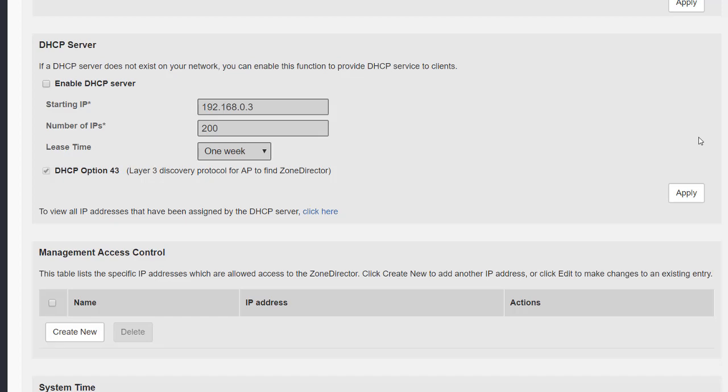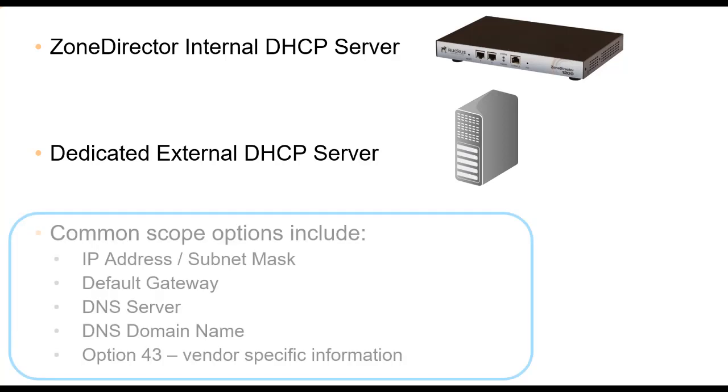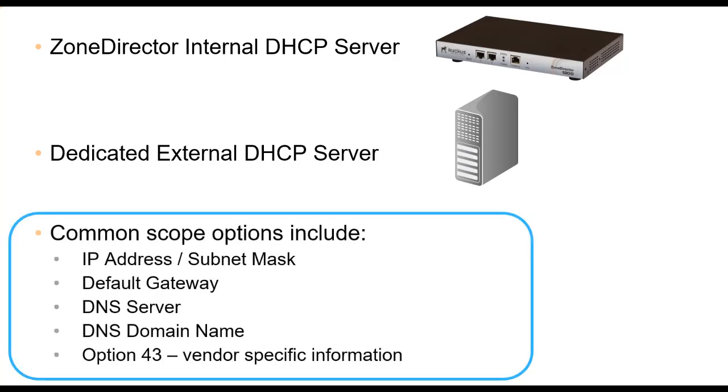So let's look at what we should use. A much better option is to use a dedicated external DHCP server. Dedicated DHCP servers have multiple options that we're going to find useful. The common scope options include the IP address and the subnet mask. This is used not only by the access points, but also for the clients that will be joining your WLANs. And as you'll be running multiple WLANs, you'll probably want to have a separate DHCP scope for each. The default gateway, again, is used by the clients and also for the access points to reach the outside world.